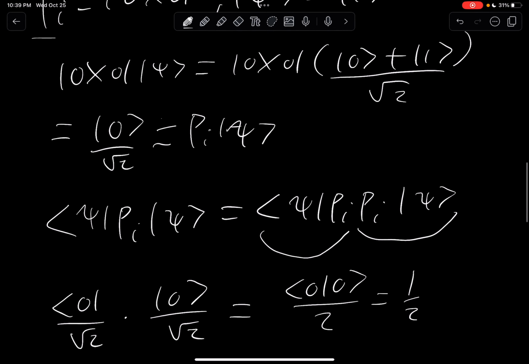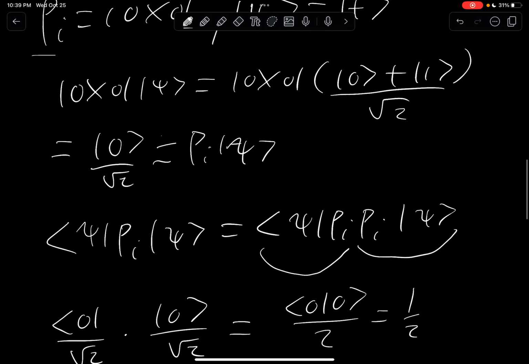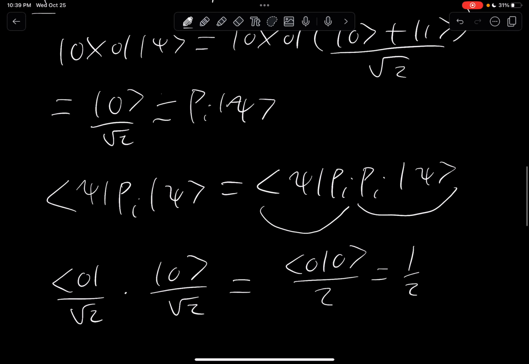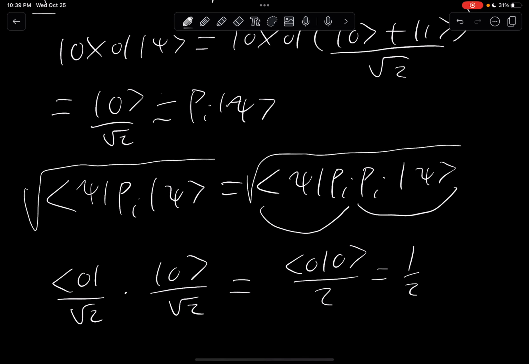And I realized I made a mistake because this should actually be a square root. Let me double check that in my notes. Seems like I made a mistake. In the meantime, as I check this, let me try to multitask.